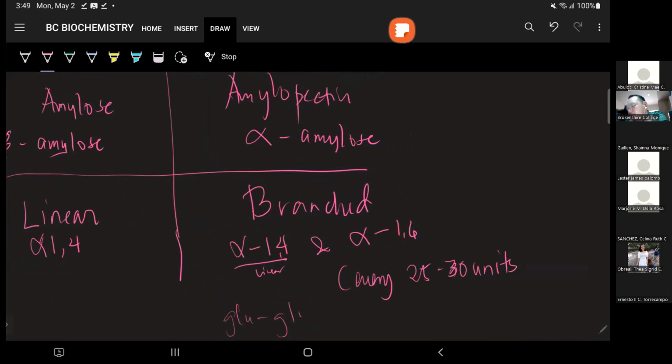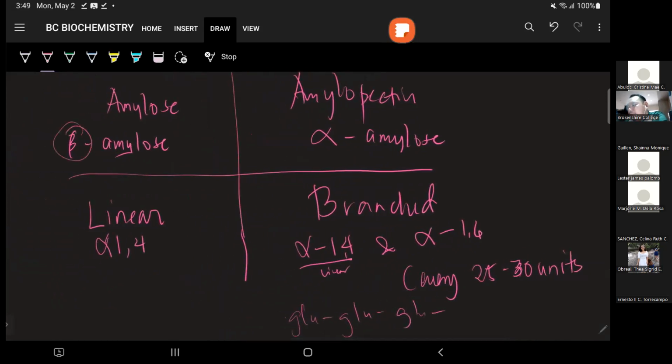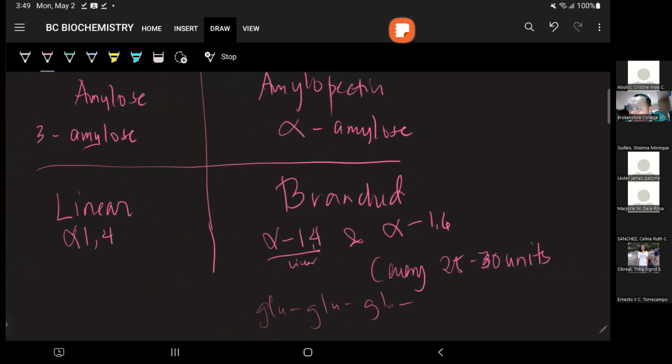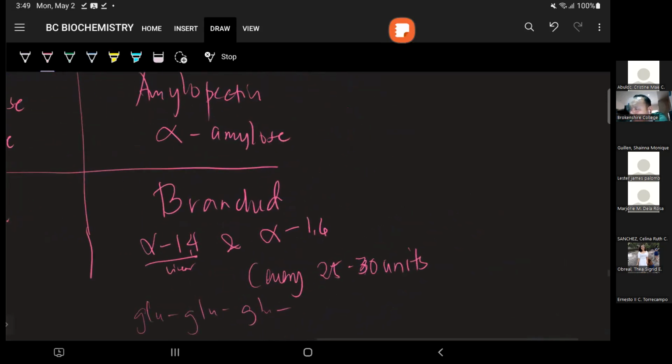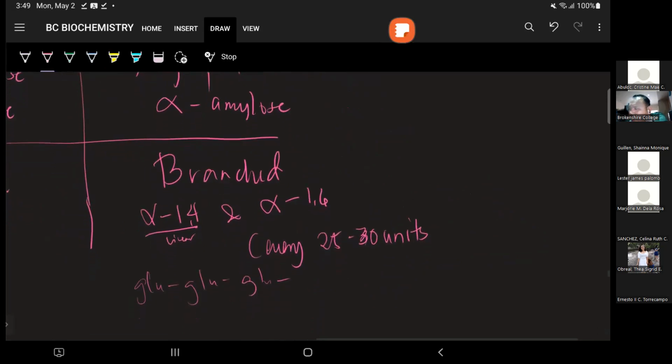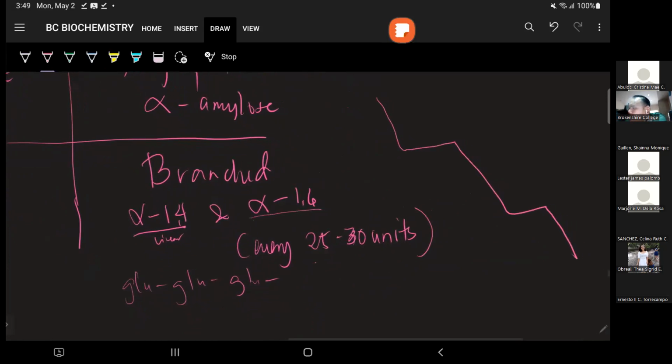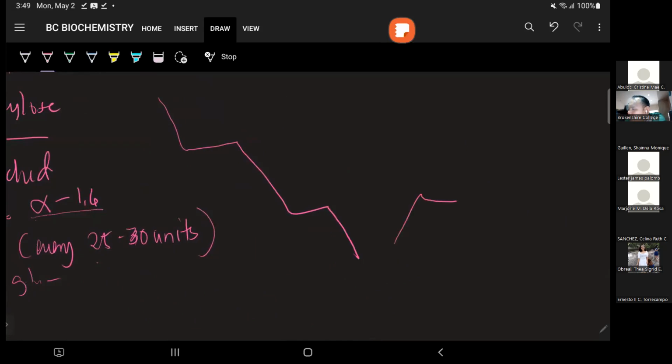merong straight chain of glucose up to 25, no? In an alpha anomer perspective, so straight chain na paslant. Straight chain siya pero paslant, kung Haworth projection ang gamitin. Then after sa ika-25 or 30 units niya, nag-shift ang branch na connection to alpha 1-6, and then straight chain na naman siya, and then magbabranch na naman, and then straight chain na naman. So kumbaga, parang zigzag na siya, no?